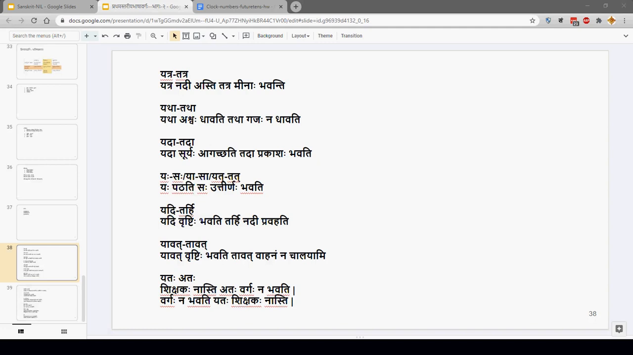Where there is water, there would be fish, like minaha. What do you want to say in English? Where there is water, there will be fish. Fish, minaha. So where we know that yatra tatra, right? Not yaha saha. Yaha is one who. One who does something will become something.